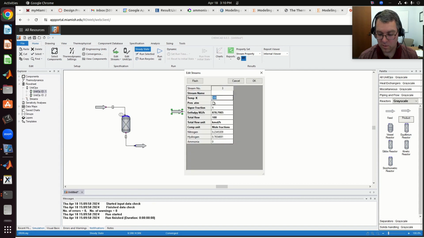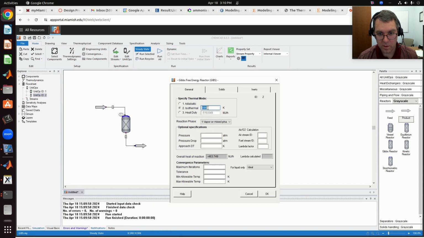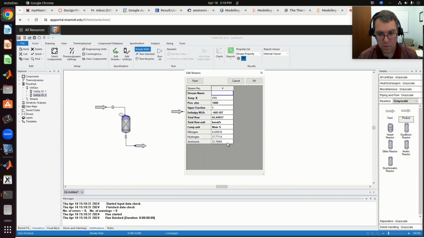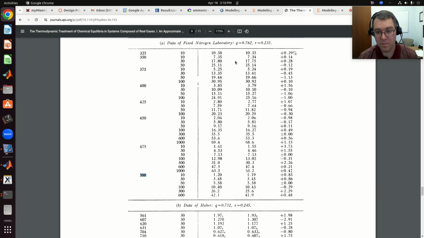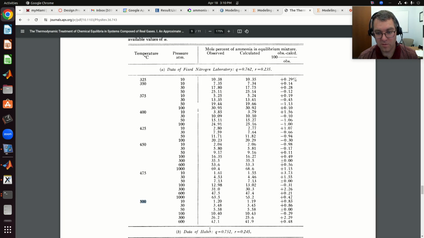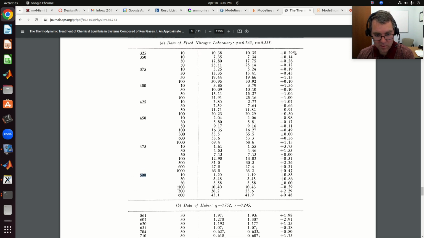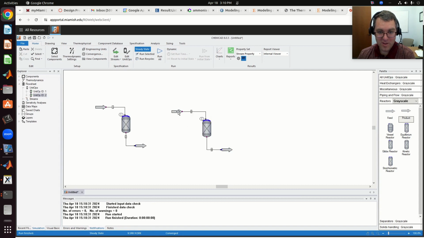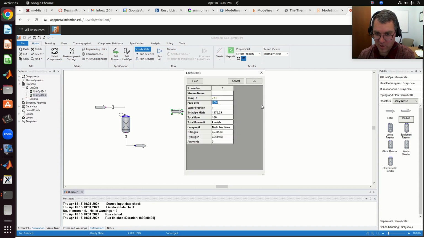If I change this to 773 and 1000 ATMs, running isothermally, we're at about 53%, which is pretty close to this. This is 42%, and we're at 53. Oh, and I went up to 1000. It shouldn't have gone up to 1000. That's 100 or 600. Okay, I'm going to try one more time just to see if I get closer. So changing this to 600, I overshot it.